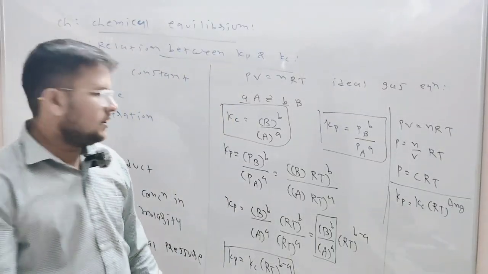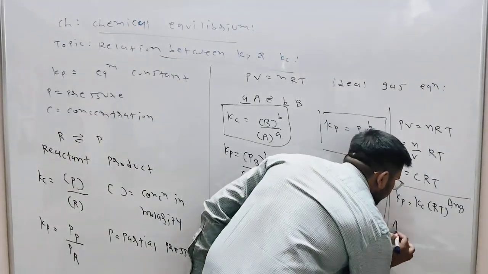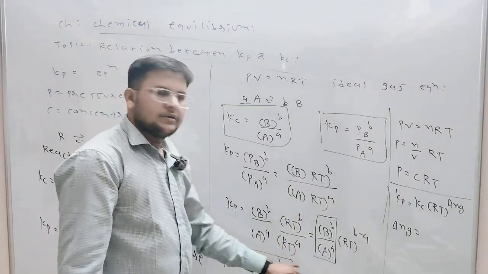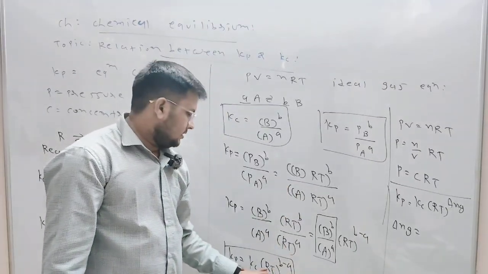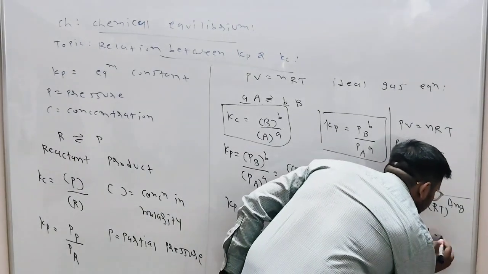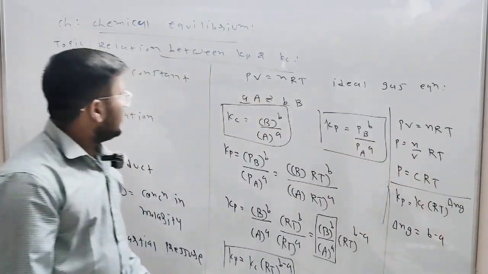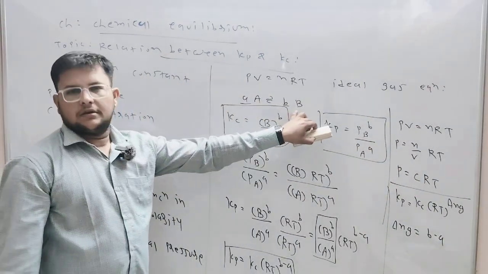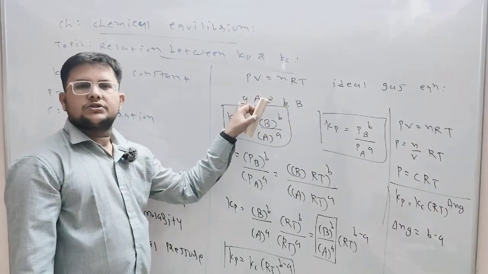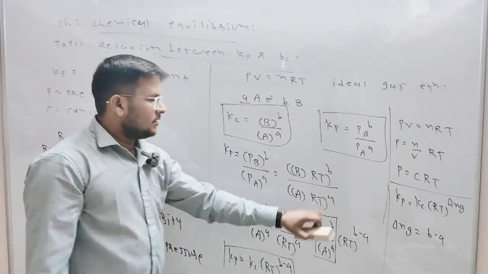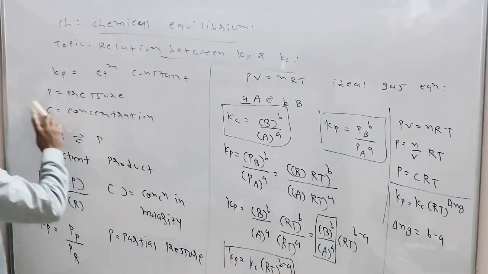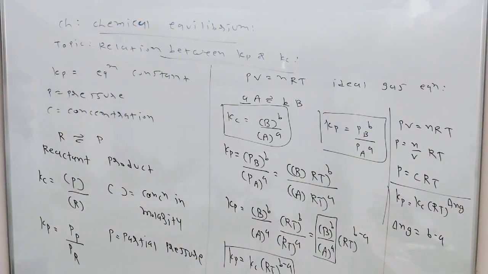What is delta Ng? I will explain. Before that, what is the value of delta Ng here? Just tell me. This is b, this is a. So instead of RT raised to b minus a, I put the value of delta Ng. What is b here in this reaction? It is the stoichiometry of the product. What is a here? It is the stoichiometry of the reactant. Then I can say, I'm writing here. You can take a screenshot of this.